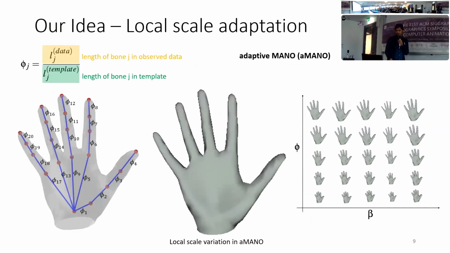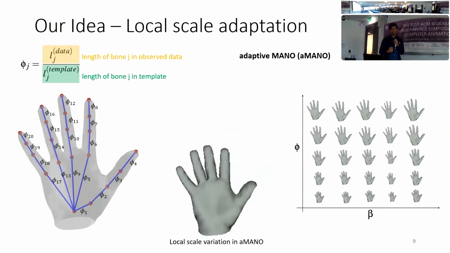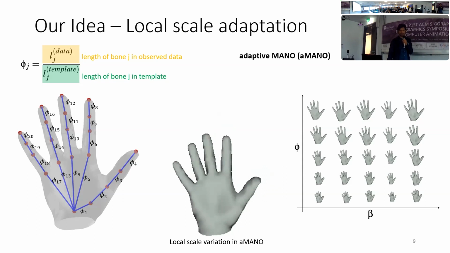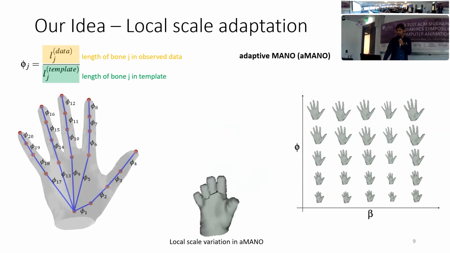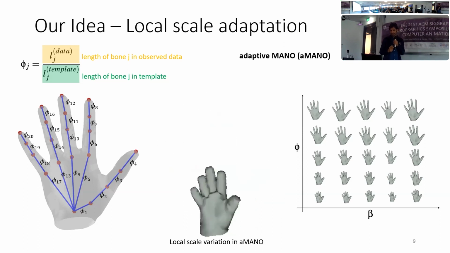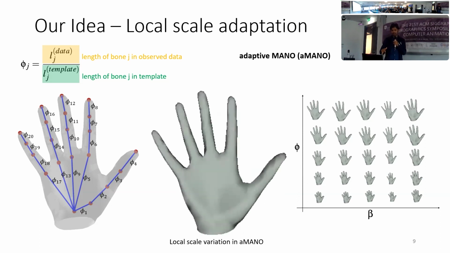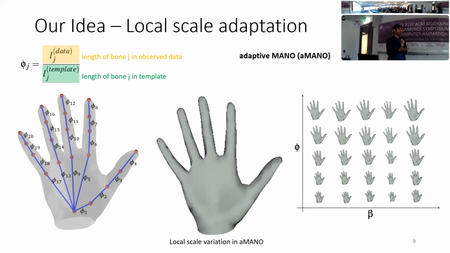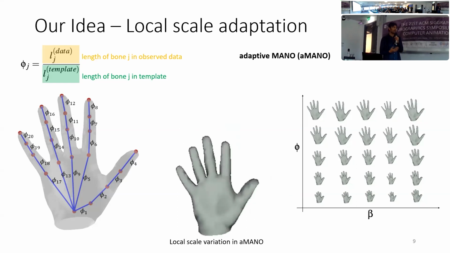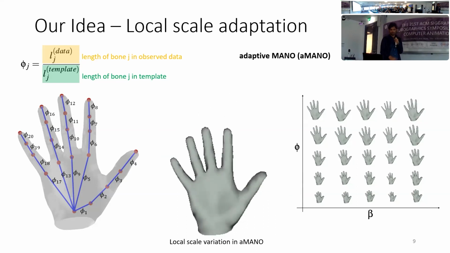We tackle this problem by introducing local scale adaptation to MANO. Specifically, we define a scale parameter corresponding to each bone of the hand, thus giving us local control for each bone of the hand, and we can obtain this scale by dividing the bone length of the user by the bone length of the template hand mesh. We call our new shape model adaptive MANO, or in short, A-MANO.